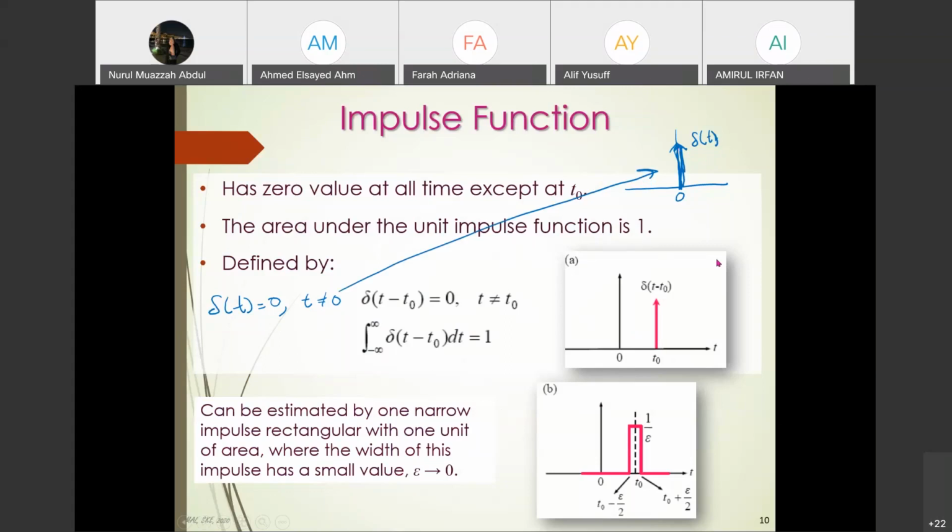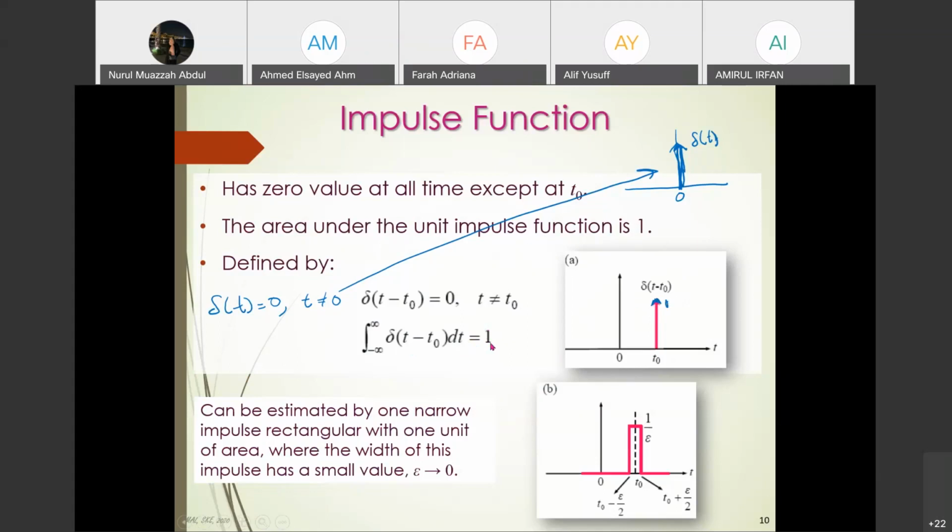Same goes here. The amplitude of delta T is actually infinity. That is why when we plot the impulse function or delta function, we put the arrow here. It means infinity. However, sometimes you will see a small number here. It means the area. We are working with the area of the impulse function because the amplitude is actually infinity. That is why we have the arrow here.